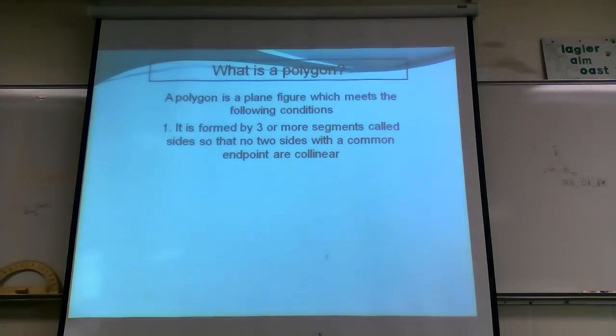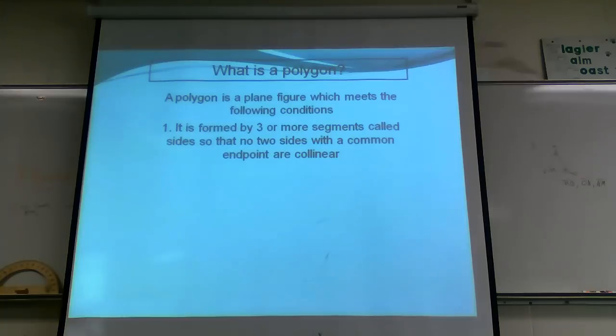3 or more segments. For us to have an actual polygon, there are, in theory, things with less than 3 sides that exist. You guys don't deal with that stuff in here, so you don't have to worry about it. So 3 or more segments, okay, which are the sides, which you kind of told me anyway.